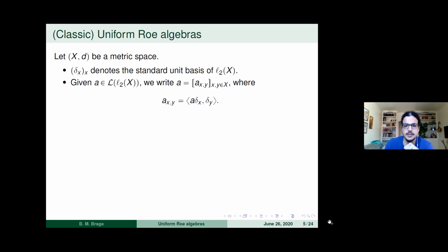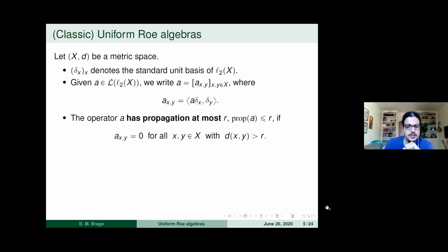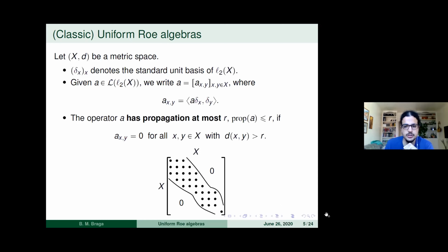So if you're looking at this, you can say that an operator has propagation at most r. Let me actually put the picture here. If it looks something like this, so this area inside those two lines, this tube, is representing the points x, y which have distance at most r from each other. In here, you're allowed to have arbitrary numbers, but outside, you must have zero. So this is a finite propagation operator. They are also called band operators because they look like bands around the diagonal.